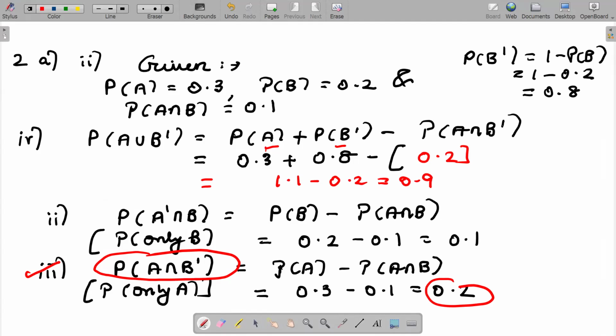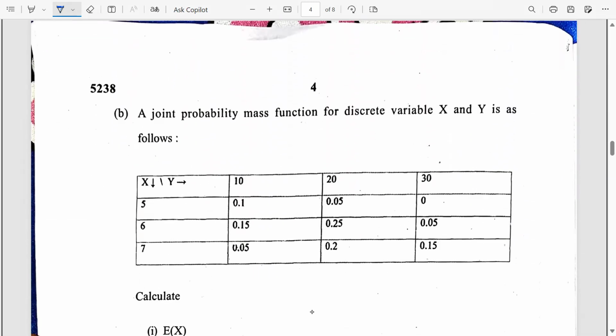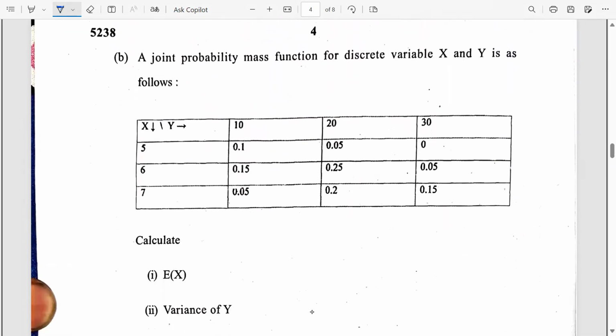So if I come back to the question paper, okay, let's look at the next part now. A joint probability mass function for discrete random variables X and Y is given as follows. Okay, so students can see the joint probability distribution function. I have covered these kinds of questions in my main lectures on joint probability distributions.